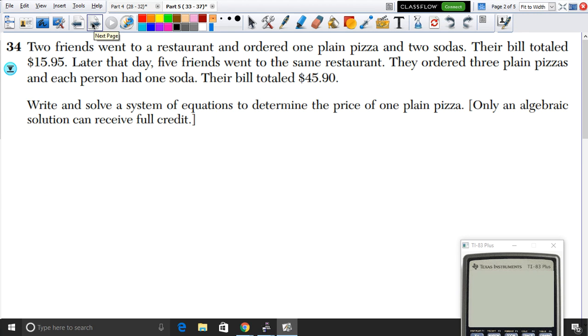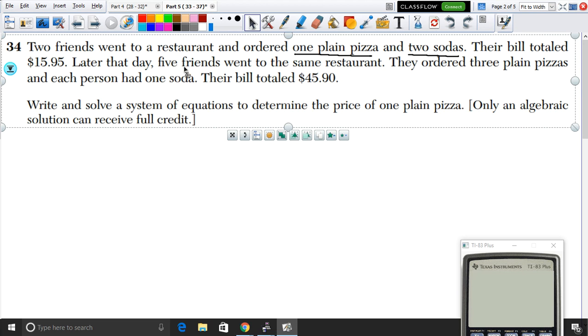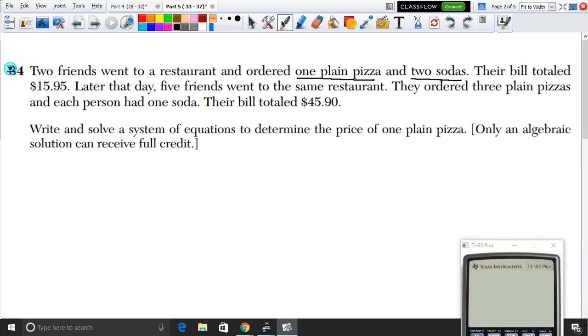All right, so example 34. In example 34, we have the following here. It says two friends went to a restaurant and they ordered one plain pizza and two sodas. Their bill totaled 15.95. So two guys went into a restaurant and they ordered one pizza and two sodas. Let me actually put some letters to that. So they ordered one pizza and two sodas and their bill totaled 15.95.